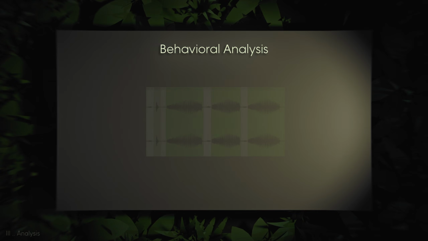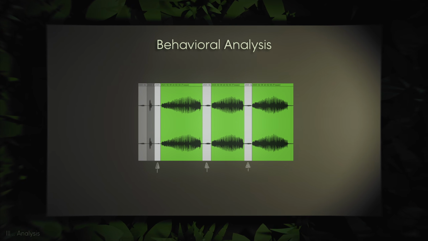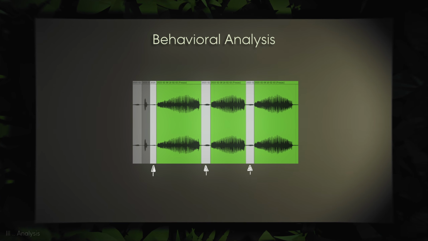Here's an example with the Katydid recording. One behavior I notice is that before each chirp occurs, there is a shorter, less pronounced sound. This pattern occurs with every vocalization in this recording.